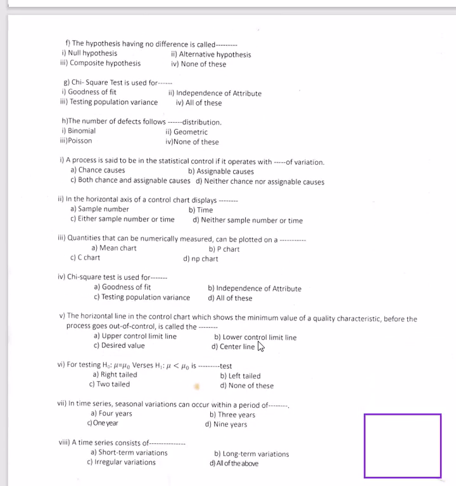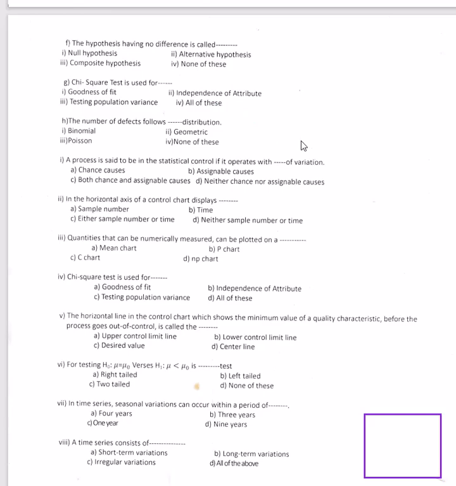The hypothesis having no difference is called the null hypothesis. Chi-square test is used for goodness of fit, independence of attributes, testing population variance. The correct answer is all of these.